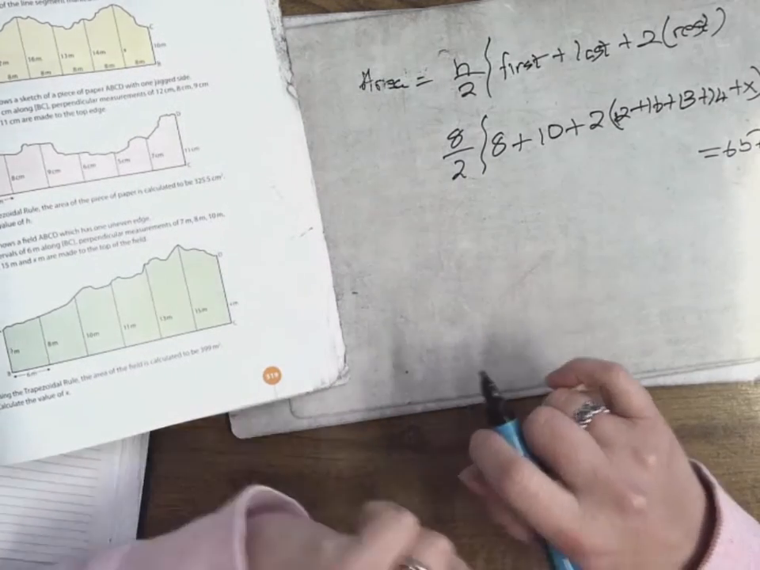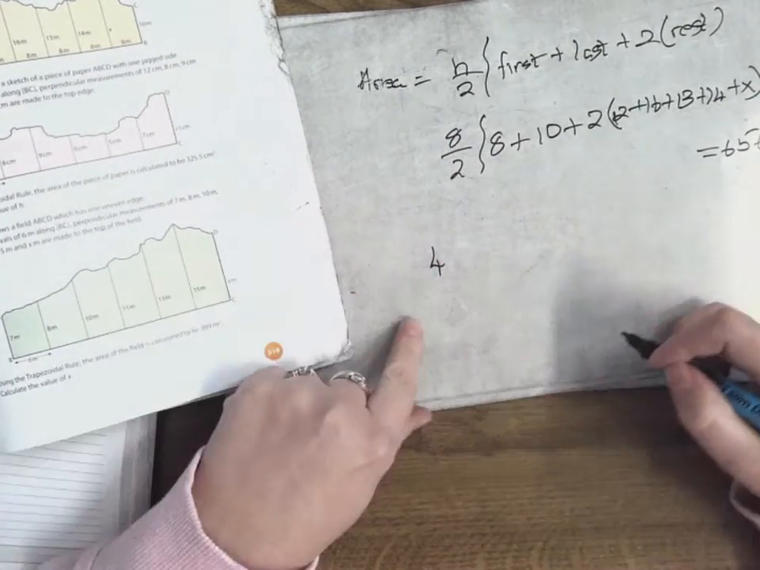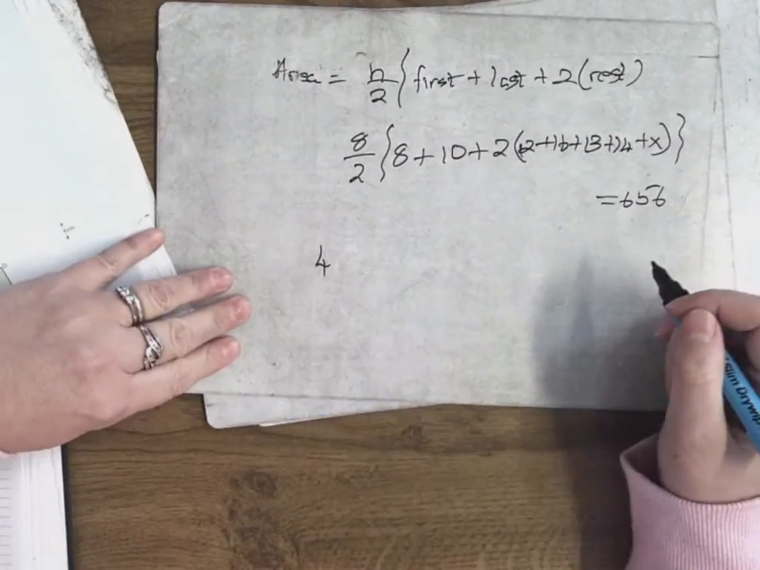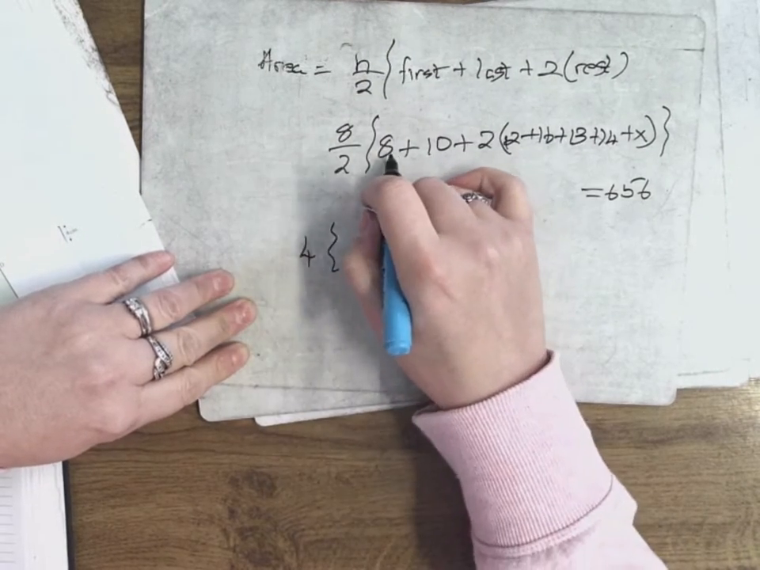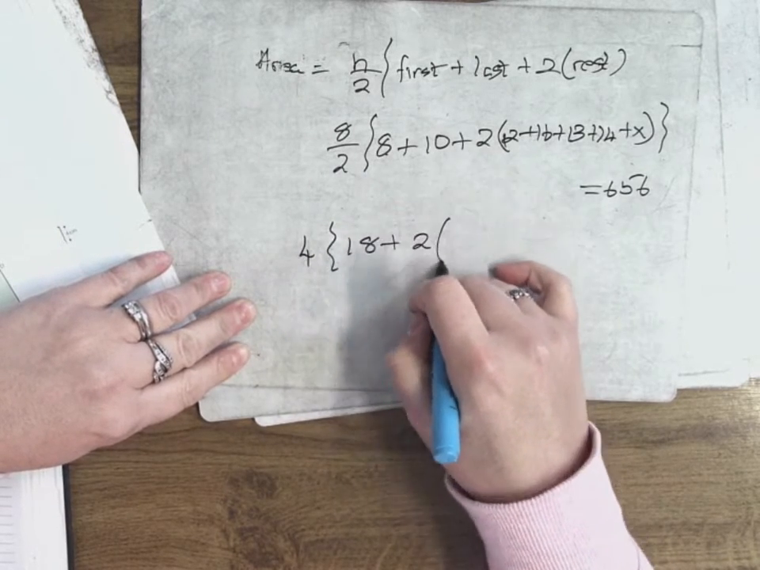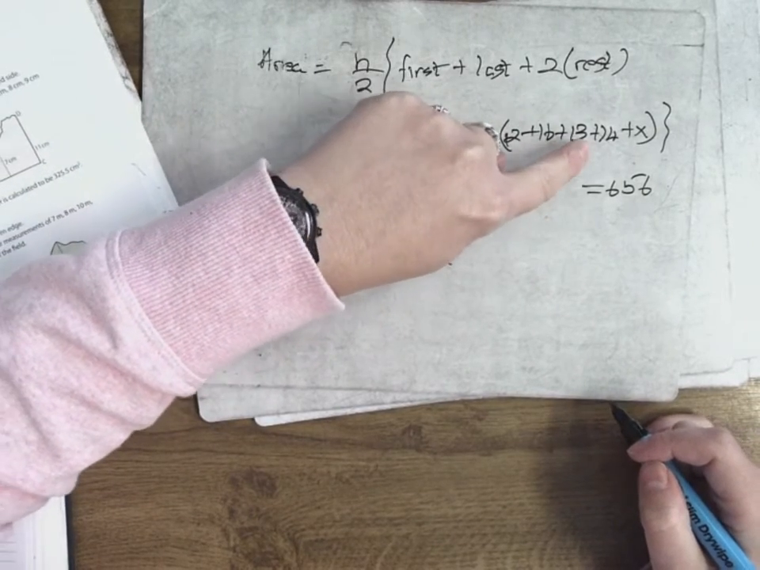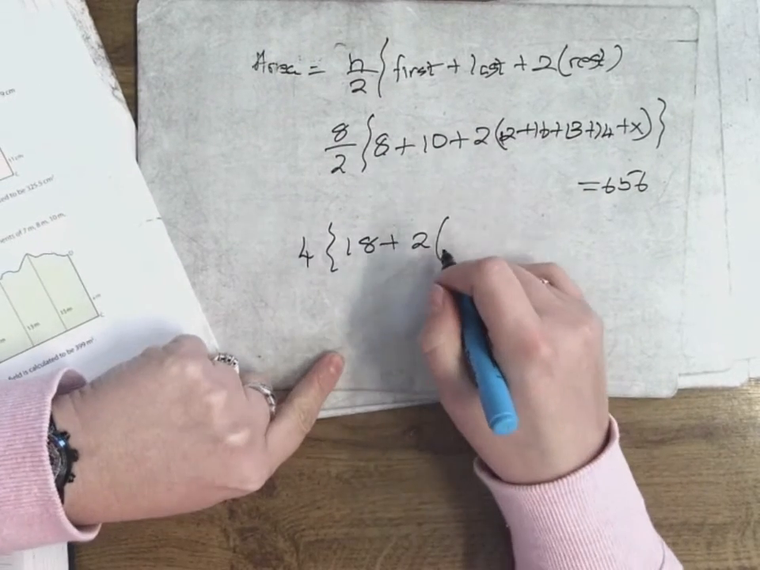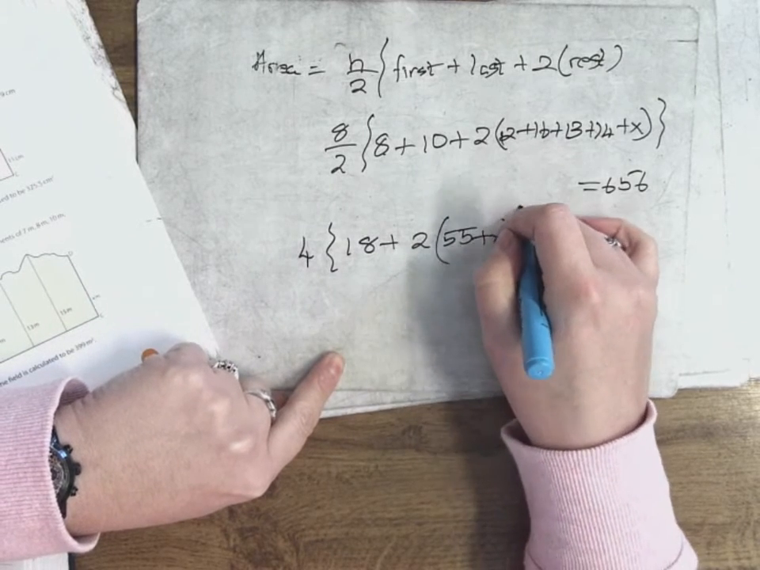Okay, so you work out what you can. So 8 over 2 is 4 anyway. Right, okay. So 8 over 2 equals 4. Inside the bracket, I can add 8 and 10. 8 and 10 makes 18. Inside the bracket, I can add 12 and 16 makes 28. 28 and 13 makes 41. 41 and 14 makes 55. So 55 plus x. Is everyone with me inside the bracket?